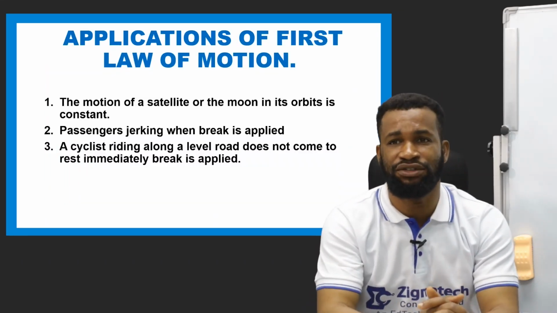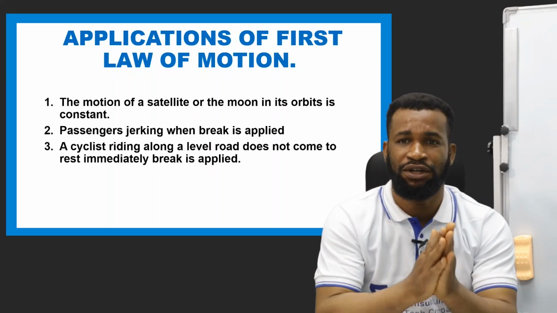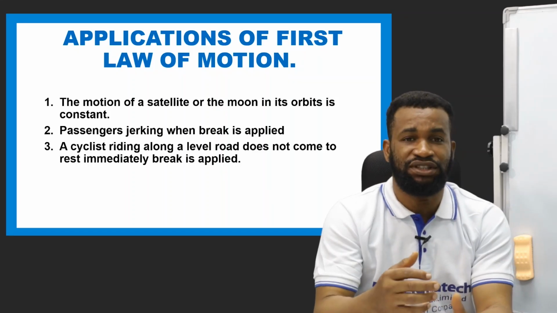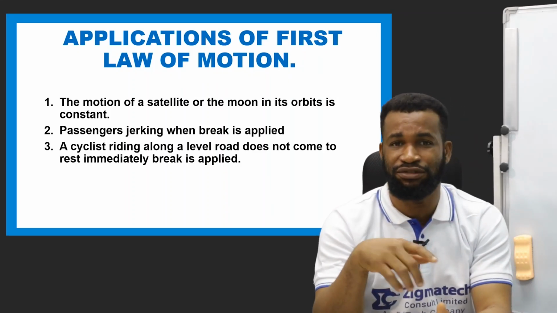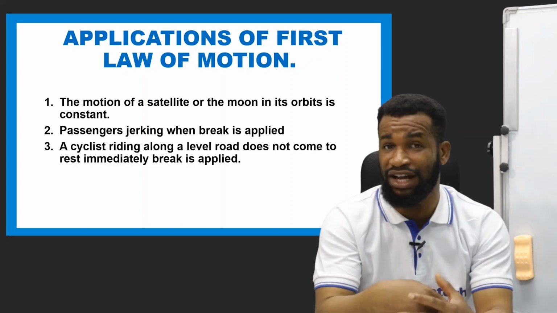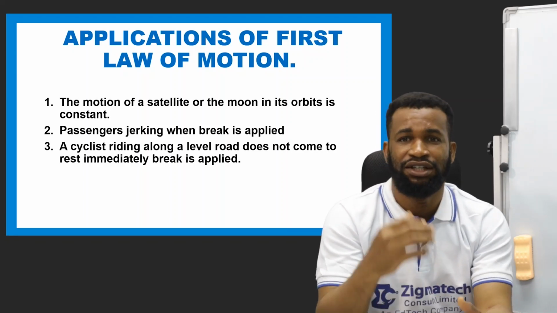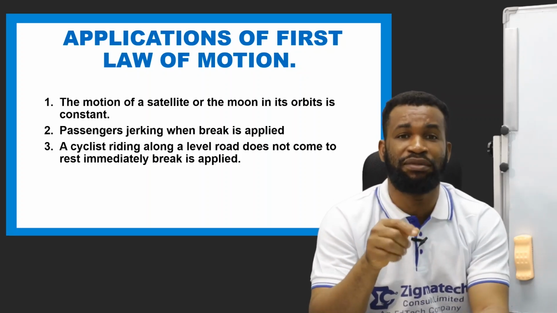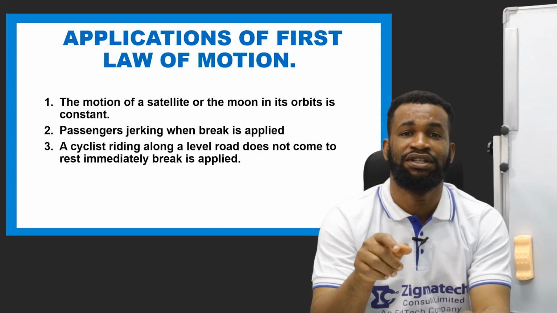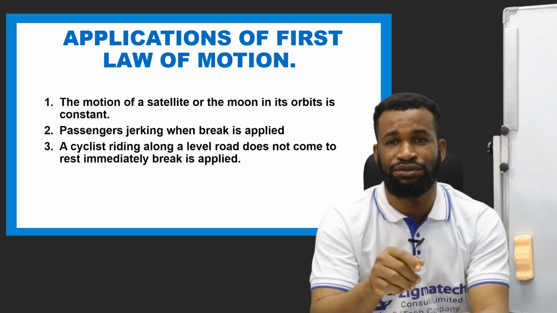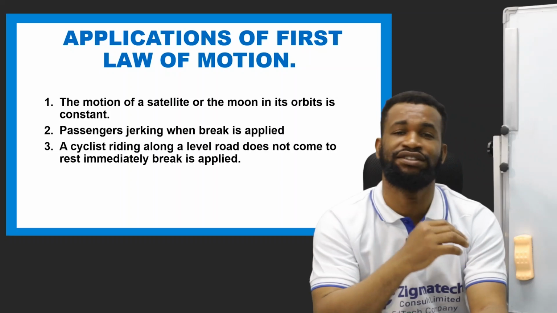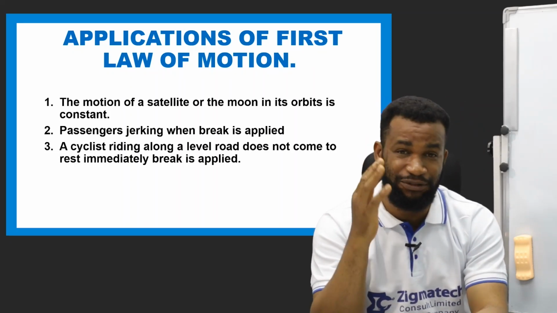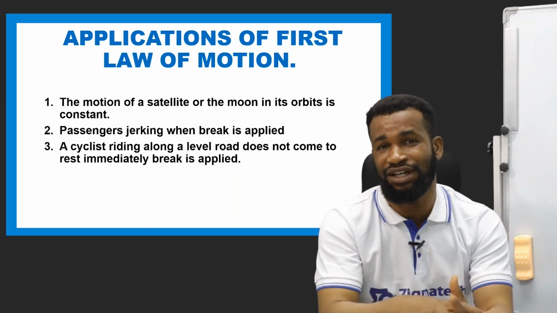Now, there are a few applications of the first law. For example, the motion of a satellite in its orbit continues going in that direction forever, and it has been there for as long as the earth has remained. Remember, the moon and the satellite are almost the same thing; it's all about natural and artificial. They continue in that state of constant motion, and nothing has stopped them. And if something makes them stop, then there is a problem.